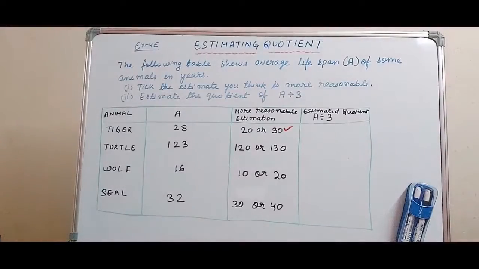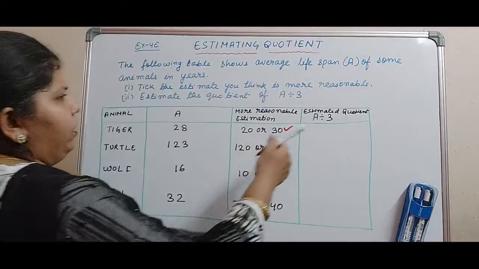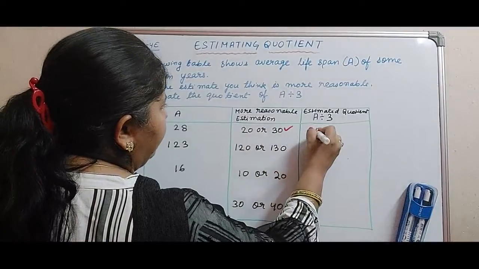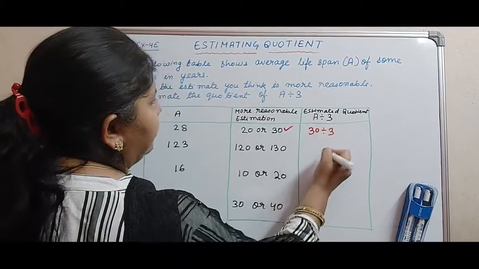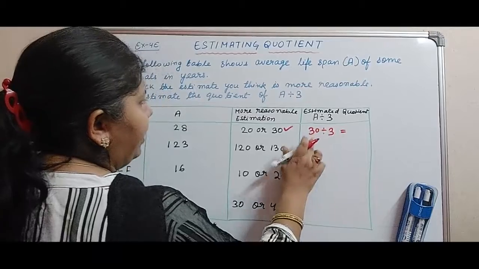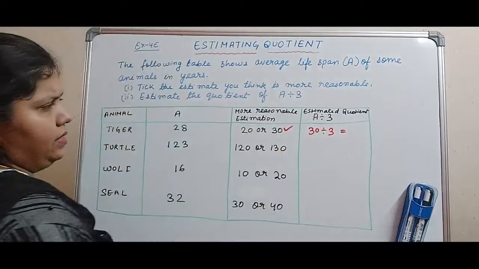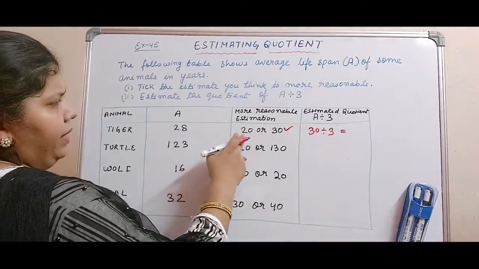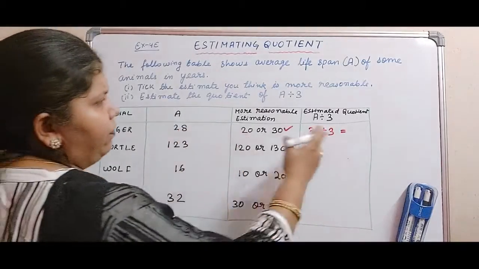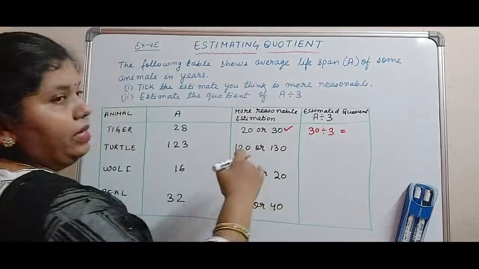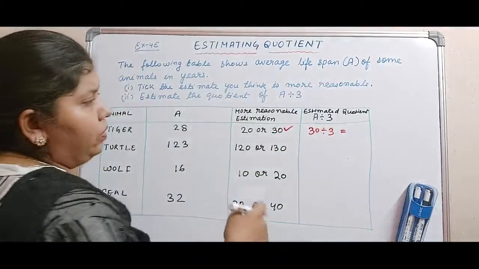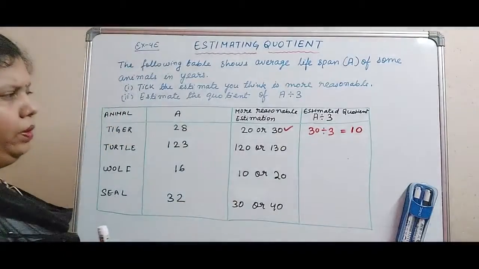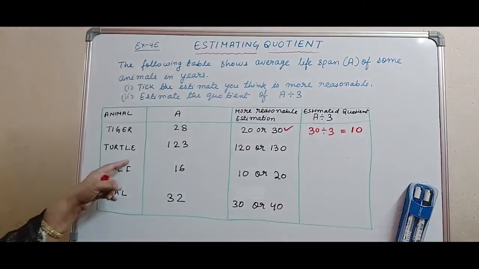After that we have to find the estimated quotient. That is 30 divided by 3. Where did we get 30 from? We got it from the estimation of the average lifespan. This is the actual value, this is the estimated value, and now we are finding the estimated quotient from the estimated dividend. 30 divided by 3 gives you 10.